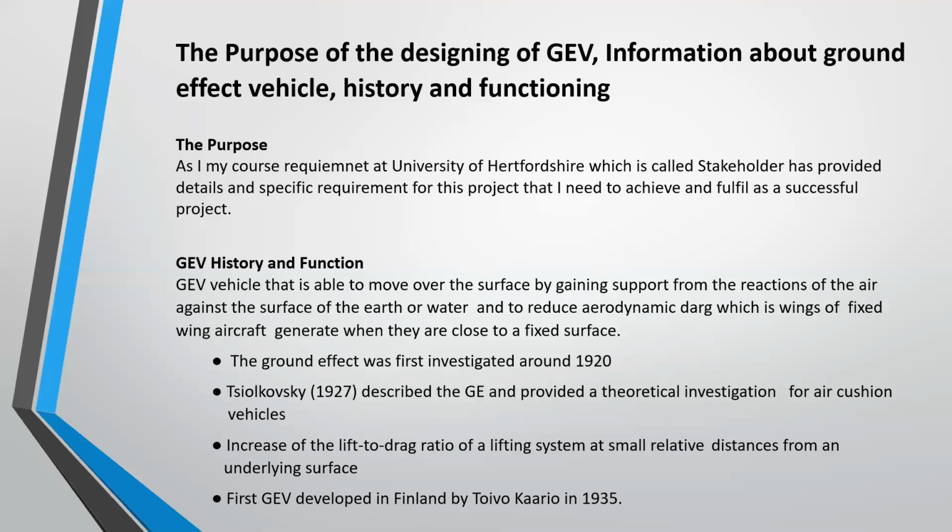Ekranoplanes were the first ground effect vehicles, and initially they were invented by the Russians. They have wings with a very low aspect ratio of 1 to 4. The ground effect was first investigated around 1920, and Tsiolkovsky in 1927 described the ground effect vehicle and provided a theoretical investigation for the air cushion vehicle. A ground effect vehicle was first developed in Finland by Toivo Kaario in 1935.